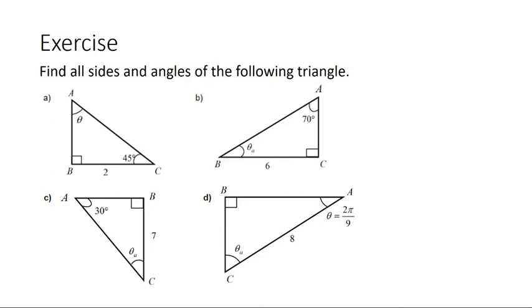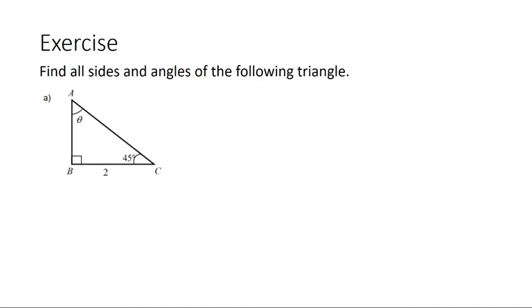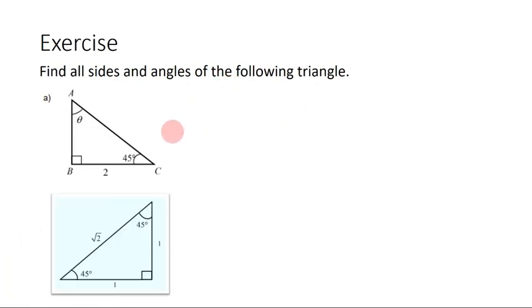Now pause your video again and try to do this exercise. For this exercise, we need to find all the sides and also angles of the following triangle. But by looking at this triangle, we know that this is an isosceles right angle triangle because we have a 45 degree angle here. And this theta is also known to be 45 degrees, since we also know that the total of the triangle's degrees is 180 degrees.